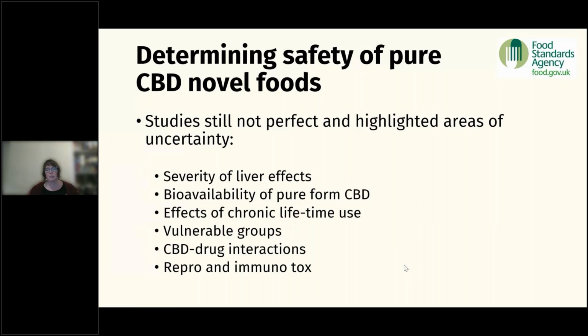There was also some questions around what that would mean when you transfer what is essentially subchronic data into the chronic context and what that would mean for lifetime exposure. There was also some questions around some vulnerable groups.